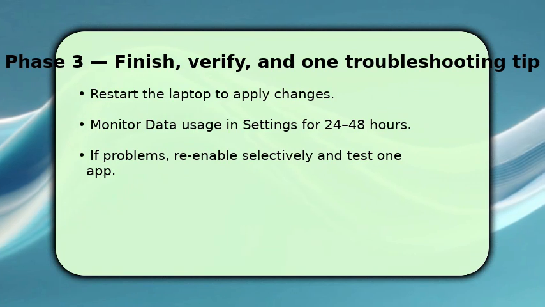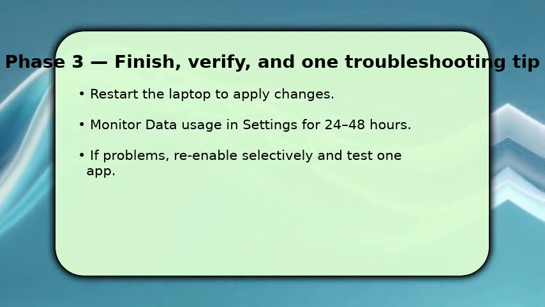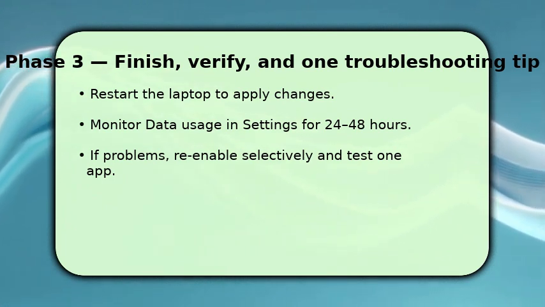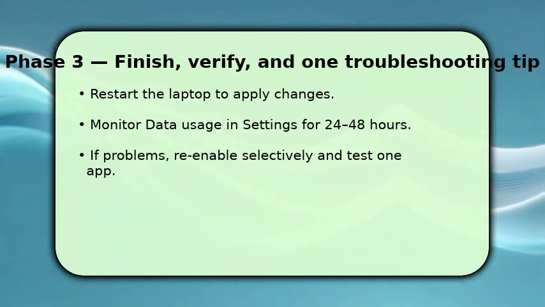Once the system boots, monitor data usage in settings for 24 to 48 hours to confirm background traffic dropped. This tells you if further tightening is needed. If an essential app stops working, re-enable it selectively and test it alone to isolate the issue.